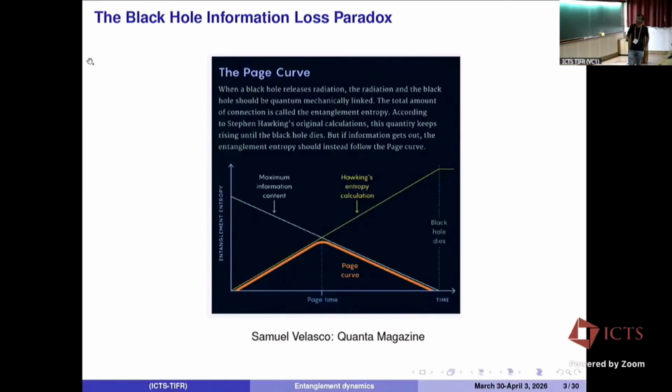Then there was a famous calculation by Page in 1993, where he argued that the entanglement entropy between the black hole and the radiation will initially go up, because as things go out, they get entangled. But eventually, after maybe half of the Hilbert space of the black hole has escaped, the entanglement has to go down. So the Page curve is the entanglement entropy as a function of time. It goes up, and eventually reaches what is known as the Page time, after which it has to go down. There's a very simple argument why.